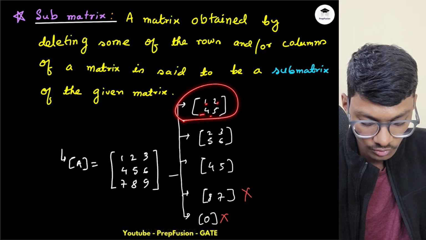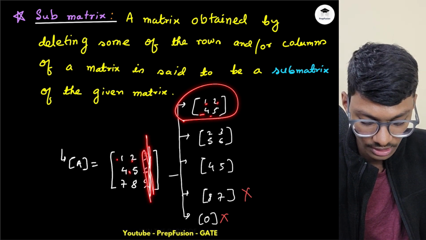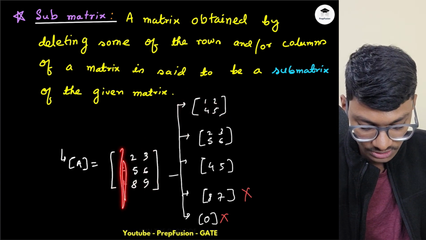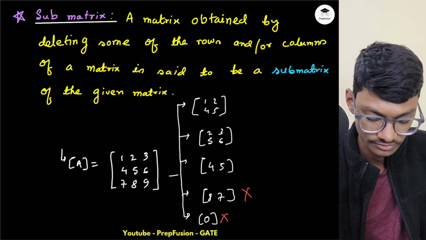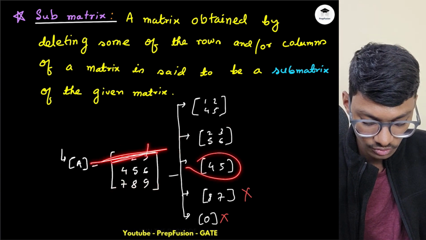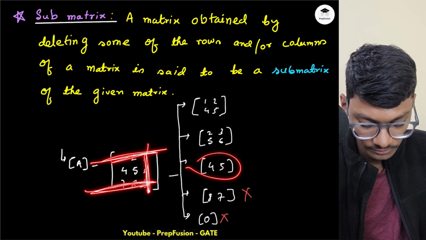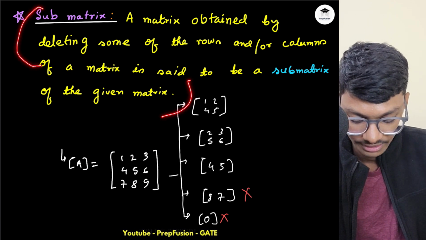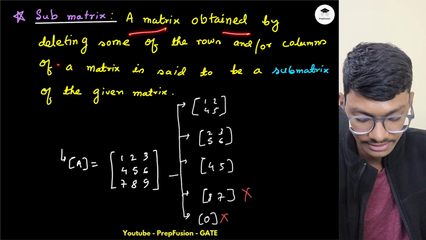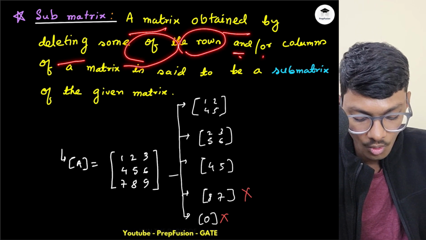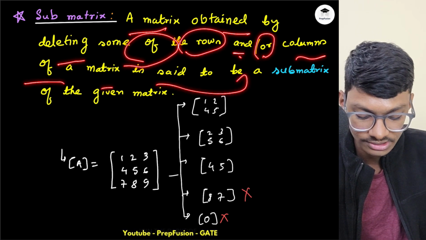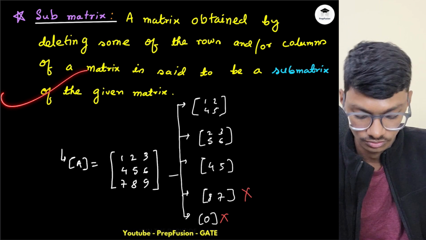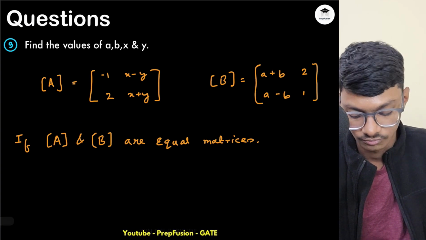Here 1 2 4 5: I am deleting the last column and the last row, so I get 1 2 4 5. Fine. Now 2 3 5 6: I'm deleting the first row and the last column, so I'm getting 2 3 5 6. 4 5: I'm deleting the first row, last column, and the last row, so I'm left with 4 5. So this is the definition of a submatrix. I hope you got the point. A matrix obtained by deleting some of the rows and/or columns of a matrix is said to be a submatrix of the given matrix. I forgot to write the definition in the previous lecture, so this was one thing I wanted to tell.